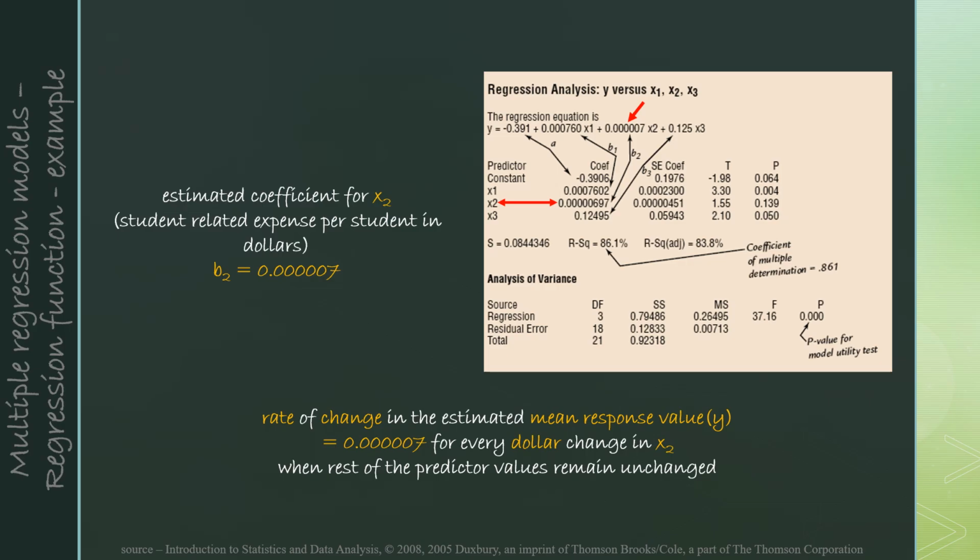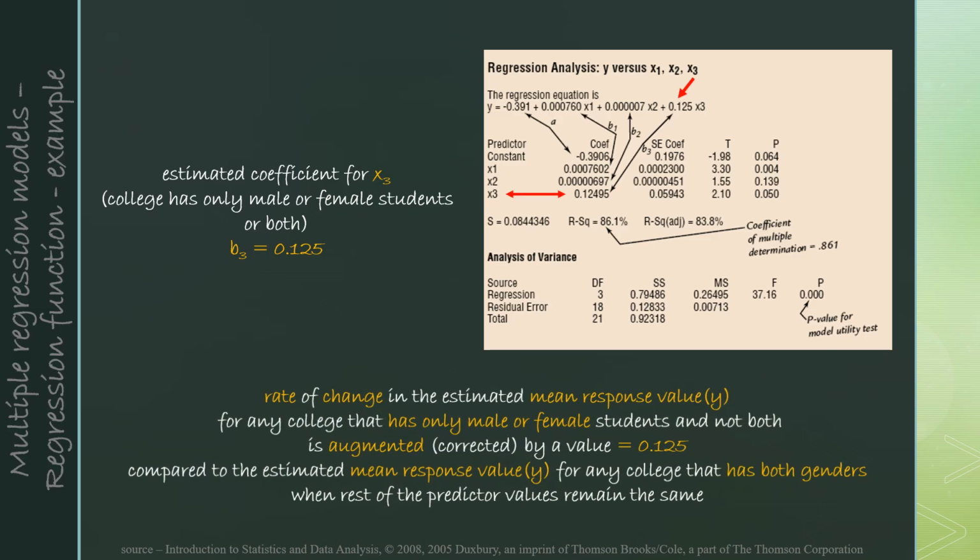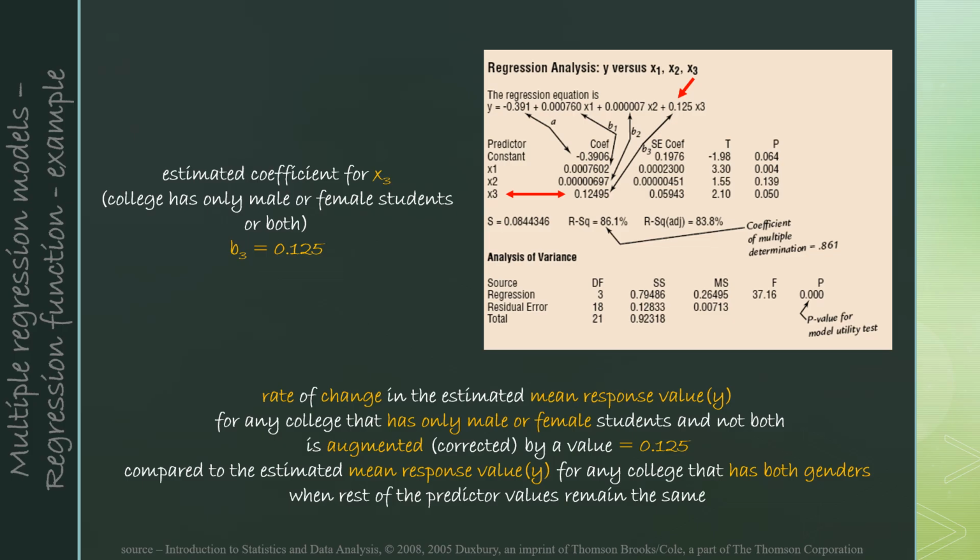And finally, the estimated coefficient for x3, the indicator variable that identifies whether a college has only male or female students or both, b3, equals 0.125, which means the rate of change in the estimated mean response value y for any college that has only male or female students and not both is augmented or corrected by a value equal to 0.125 compared to the mean value y for any college that has both genders, when rest of the predictor values remain the same.